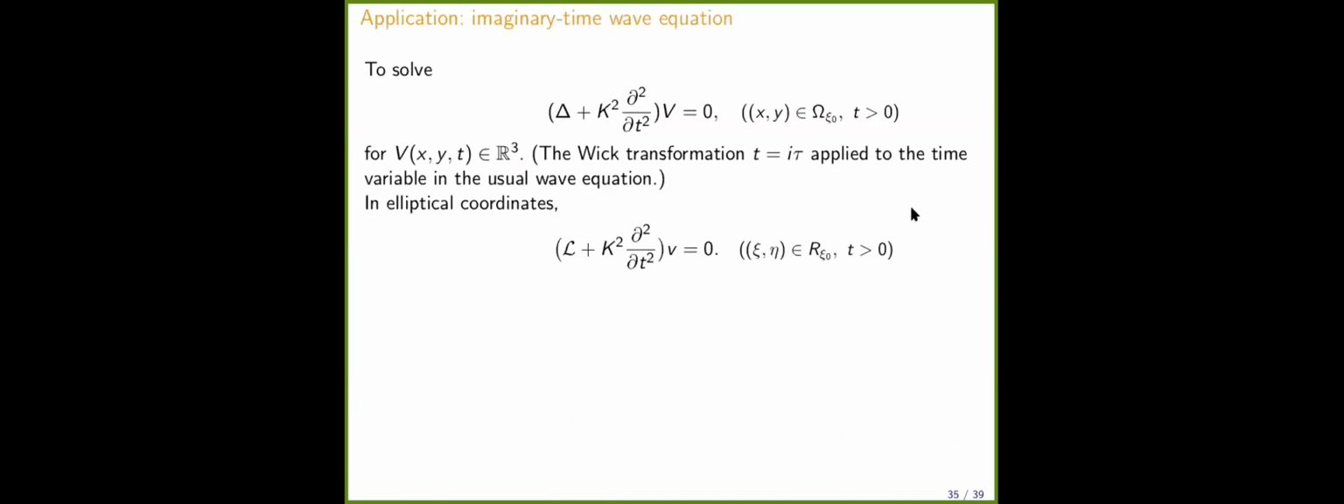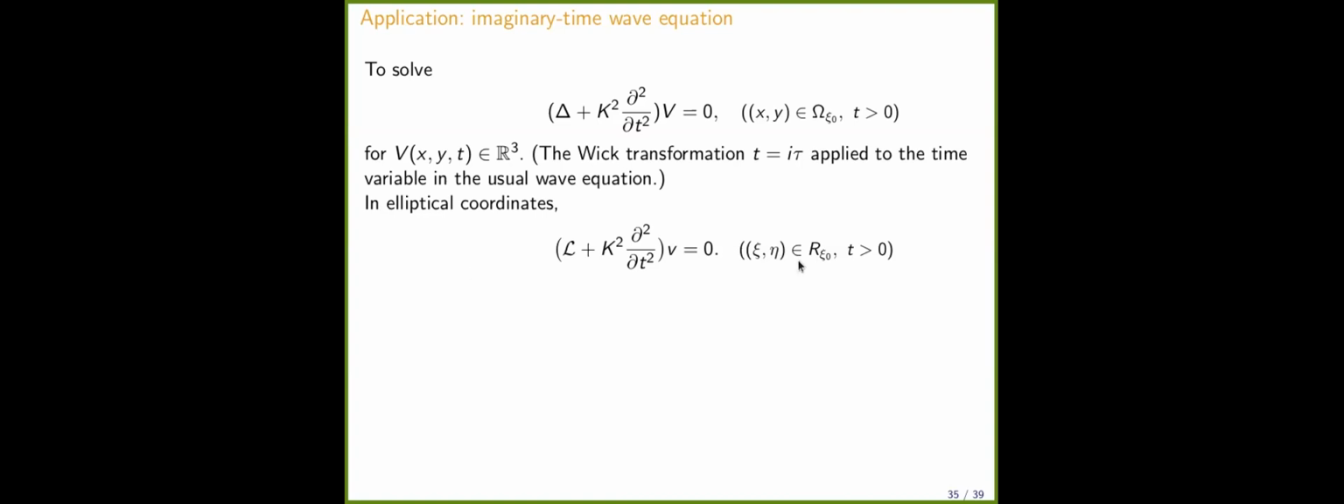So now I want to go into the last topic, which is what we call the imaginary time wave equation, an application of the above theory. The wave equation is what you get when you take the Laplacian and you subtract a positive constant times the time derivative. So if you apply the transformation to imaginary time, you get this imaginary time wave equation. These kinds of things appear in quantum mechanics.